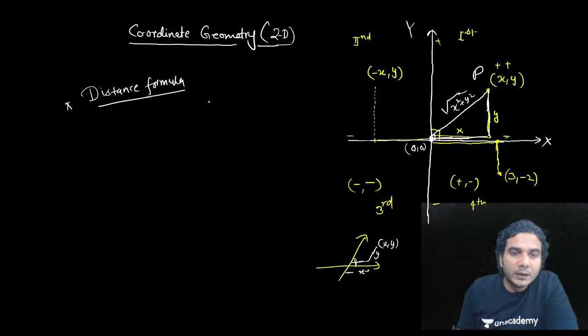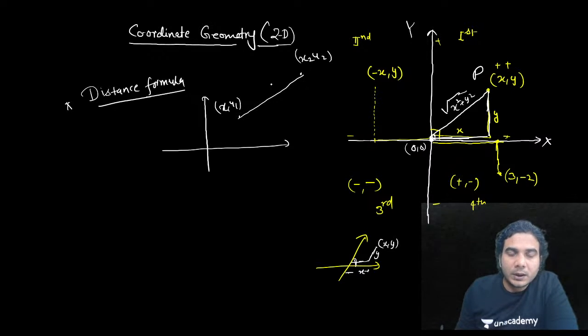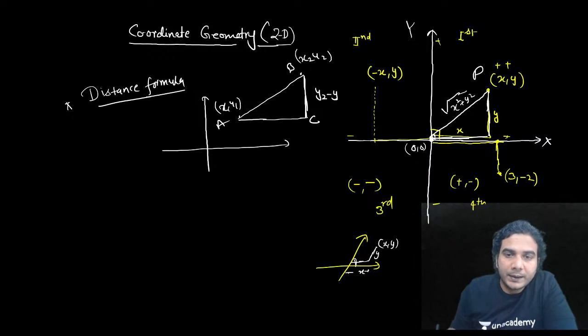What is the distance formula? In the rectangular Cartesian system, if you have 2 points, say this point is x1, y1 and this point is x2, y2, and we need the distance AB between these 2 points, we draw a horizontal line parallel to the x-axis and a vertical line parallel to the y-axis. The vertical distance between A and B, which is BC, is basically y2 minus y1, the y coordinate of B minus the y coordinate of A. In any situation, it is going to be mod of y2 minus y1, because y2 can be greater than y1 or y1 can be greater than y2.